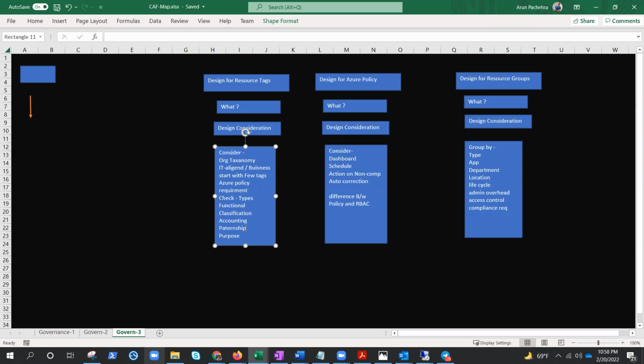Accounting holds the department, like finance or HR, or program, like a business initiative, things like that. Partnership is like who is the owner and who are the stakeholders. Purpose is like business impact, moderate, or business process support, or revenue impact is high, the purpose of those resources. You can have those kinds of tags as well. So you can generally categorize in five ways: functional, classification, accounting, partnership, purpose. These are the ways you can think about the strategy for designing your tagging. Now let's explore Azure Policy.